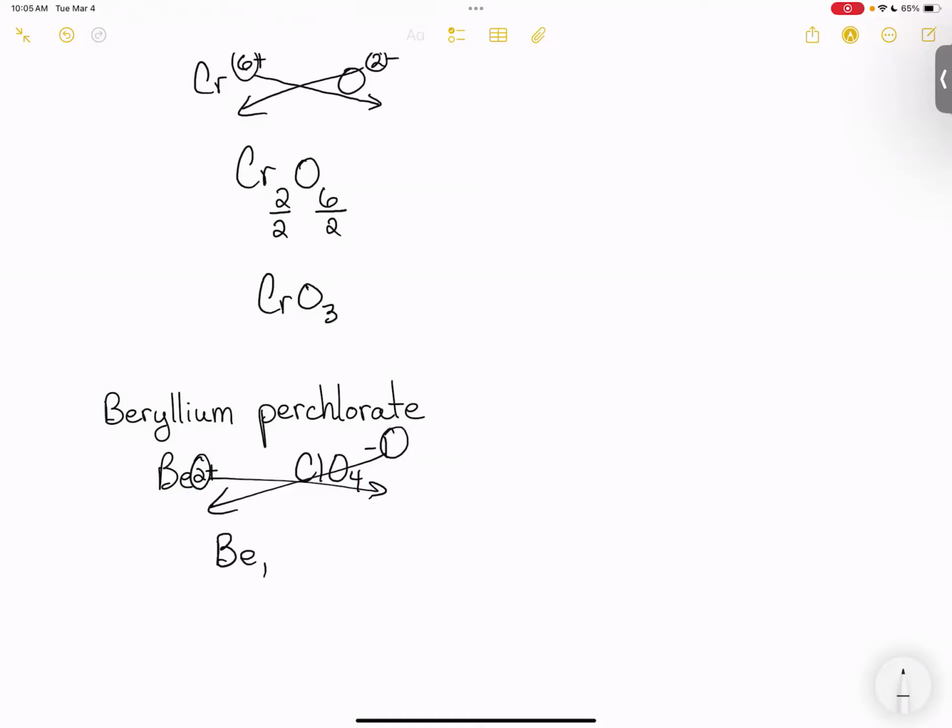When you drop a number greater than 1 on a polyatomic, what do you do to the polyatomic? It goes in parentheses with the number that you drop as a subscript outside the parentheses. We frequently do not show a 1, so the formula for this compound would be Be(ClO4)2.